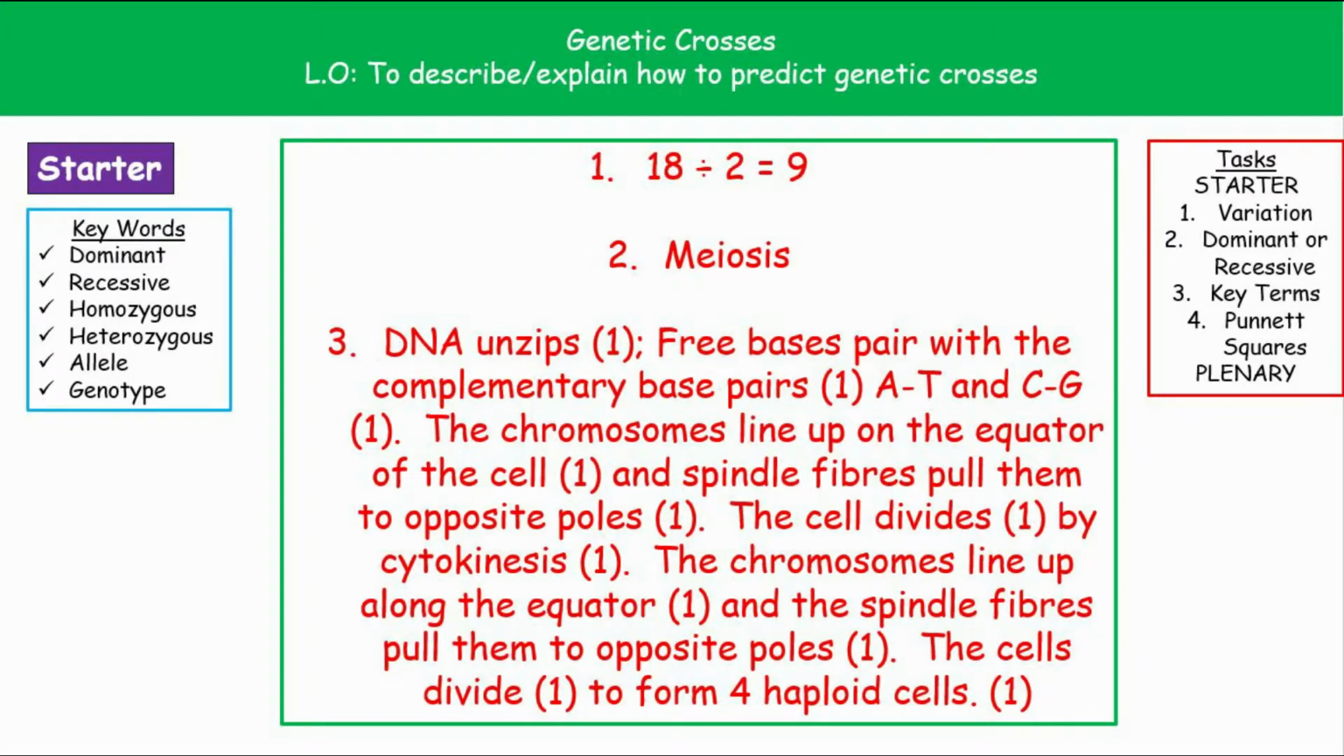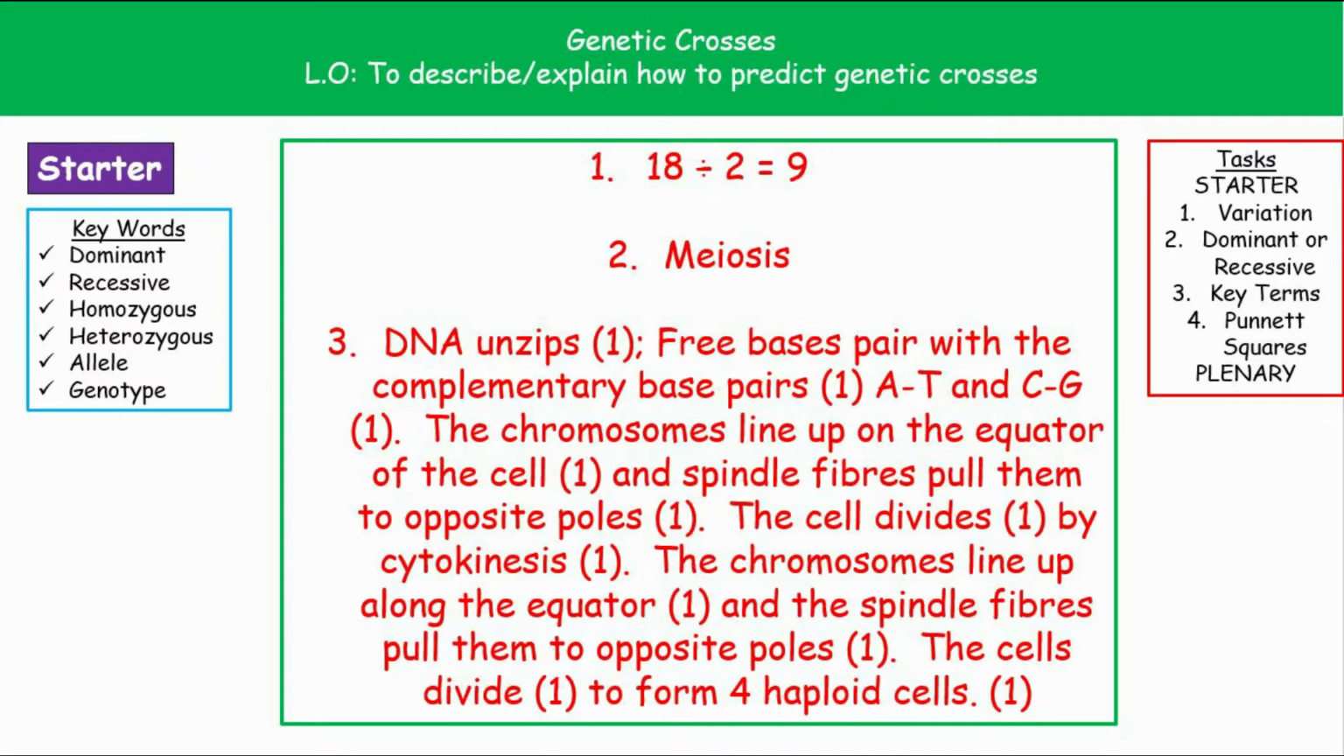And for number 3, a range of marks available here, so give yourself a mark for any of these points that you've got. First one, the DNA unzips, or you could have said the DNA unwinds. Second mark is for saying free bases pair up with the complementary base pairs. A third mark if you actually named those complementary base pairs, so A and T and C and G. Fourth mark is if you said the chromosomes line up along the equator of the cell. If you said the middle of the cell, that would be acceptable.